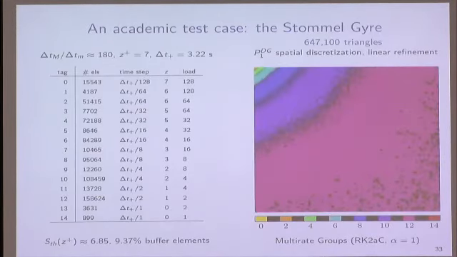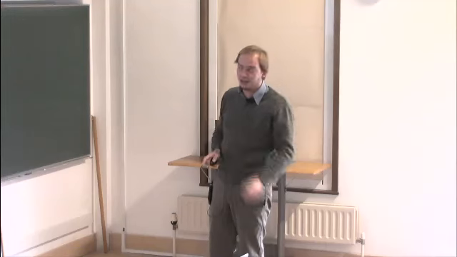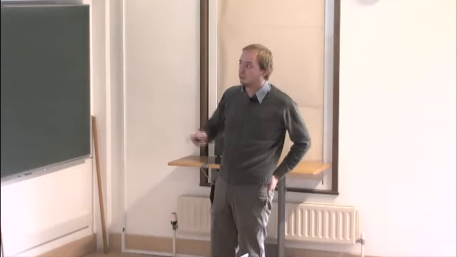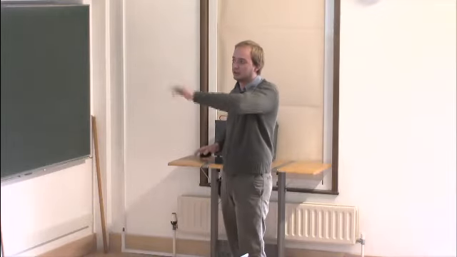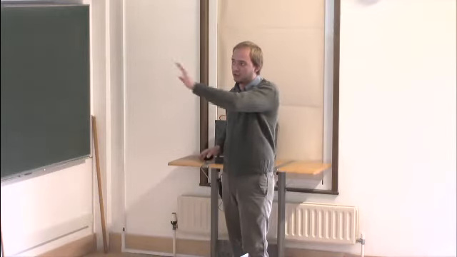So, practical applications: results about this parallel multirate algorithm. Here is an academic test case, the Stommel gyre test case, with about 650,000 triangles. We use P1 DG spatial discretization, and we just use an arbitrary linear refinement from one corner to the other. So here you see clearly all the groups that are separated by these buffer elements in black, which are of size 2. We choose the classical, no optimization for the speedup, alpha equals 1.